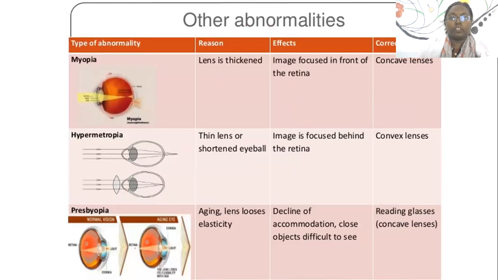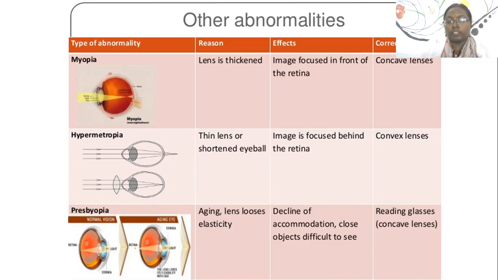Other abnormalities include myopia. Here the lens is thickened. The image is focused in front of the retina. It is corrected with concave lens. Hypermetropia: the lens is thin, or it can be because of a shortened eyeball. Here the image is focused behind the retina. It is treated with convex spectacles.